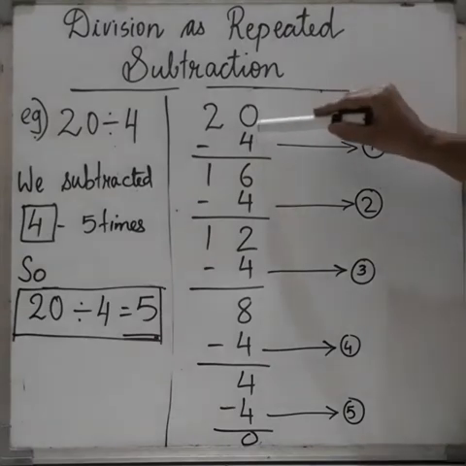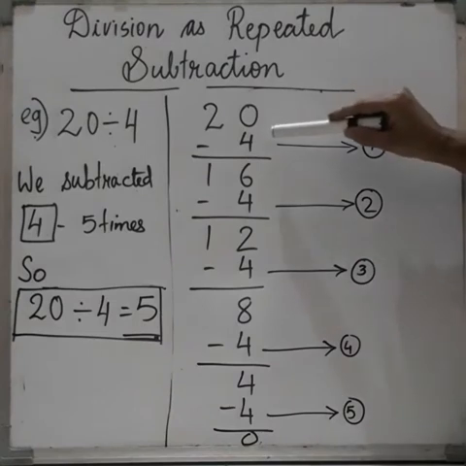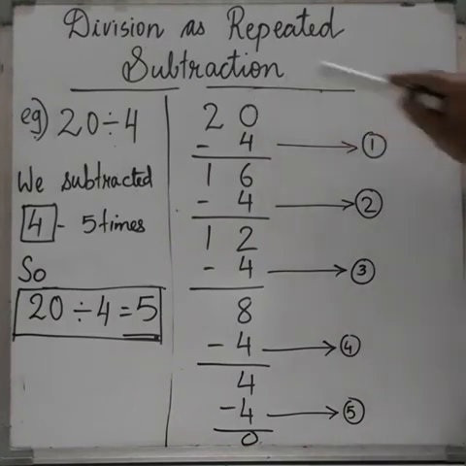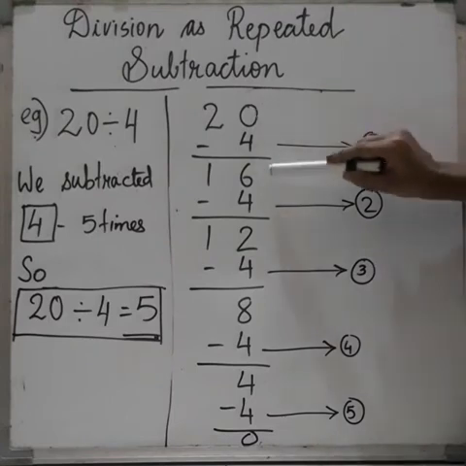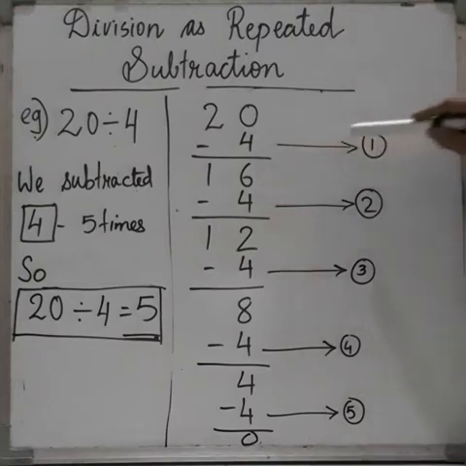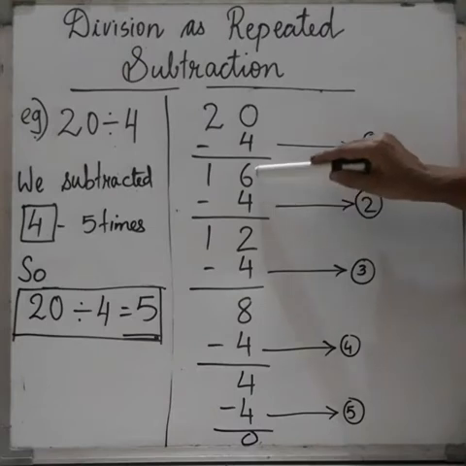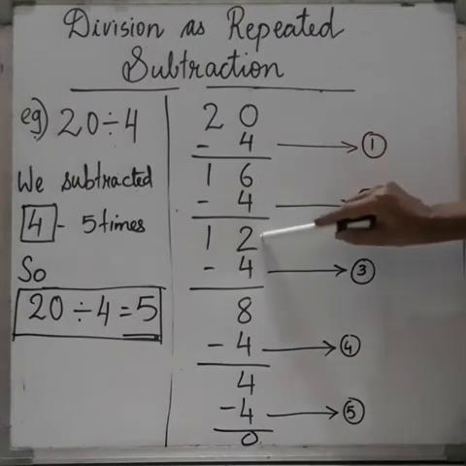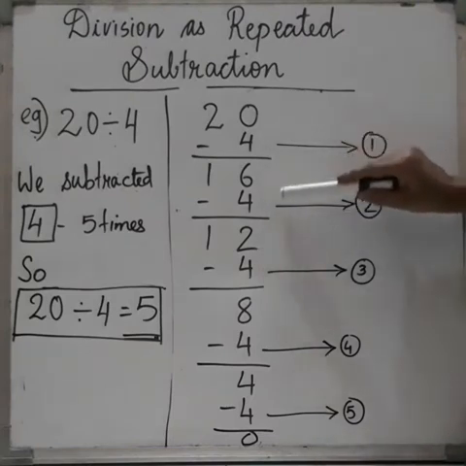Write 20 here and 4 below that. Now we are going to subtract 4 from 20. When we subtract 4 from 20, we will get 16. Okay? One time we subtracted 4. Again we are going to subtract this 4 from 16. And we got the answer 12. 2 times we completed the subtraction of 4.